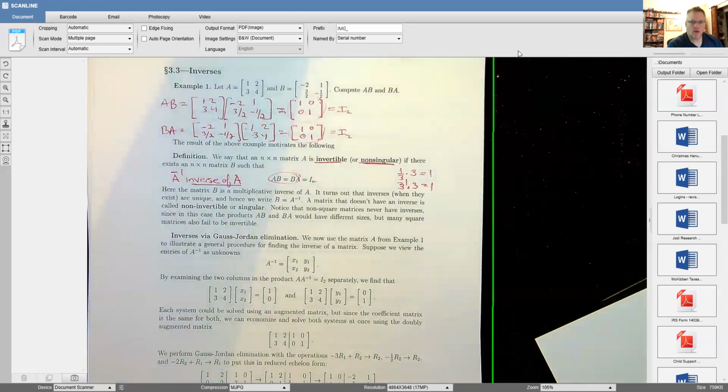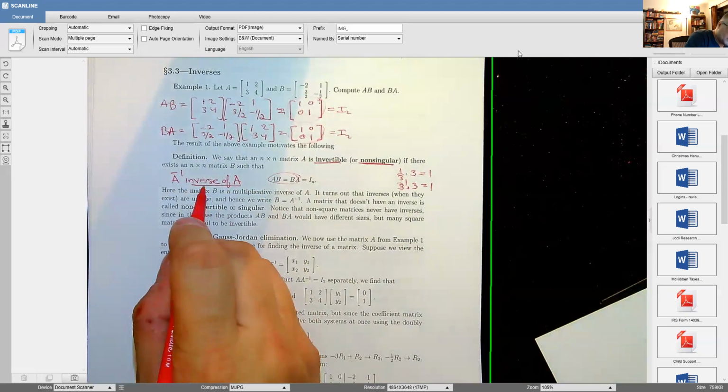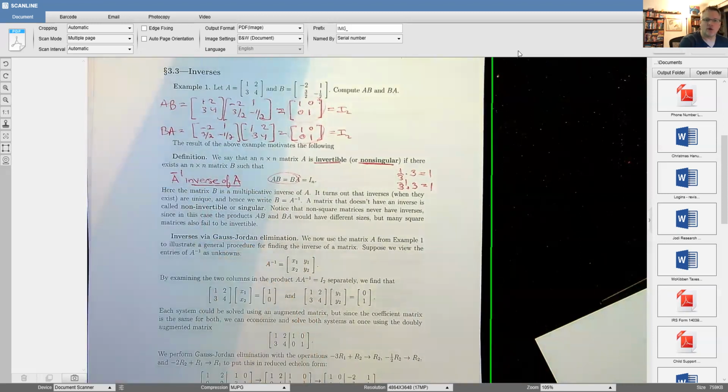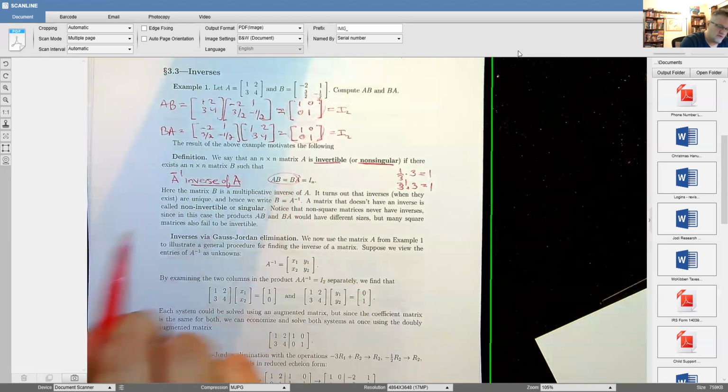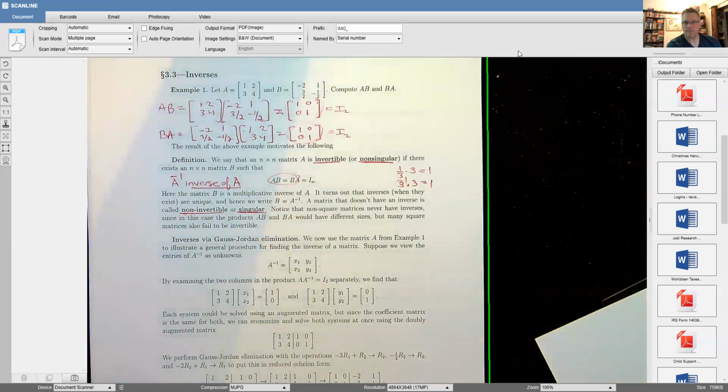If there is no such matrix, and we have to find out how you even determine this, but if you determine that there is no such matrix so that you can multiply on both sides of A and get the identity back, then A is non-invertible or singular.